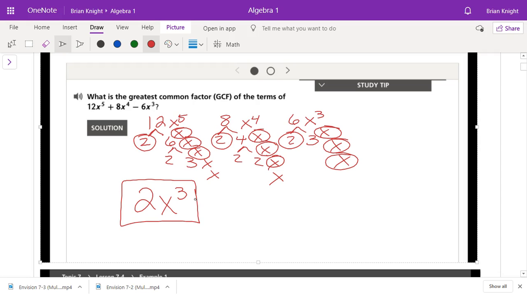Now, you don't actually have to write all these. You can do it in your head if you know. Basically, you're figuring out what's the biggest factor that goes into 6, 8, and 12. If you can just know that off the top of your head and say, hey, that's 2, go with it, okay? The variables are actually very easy.